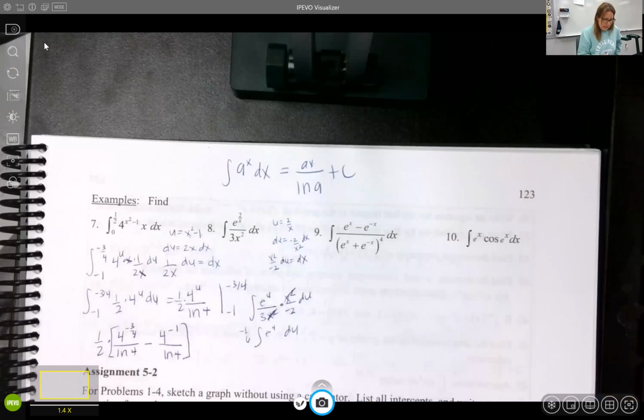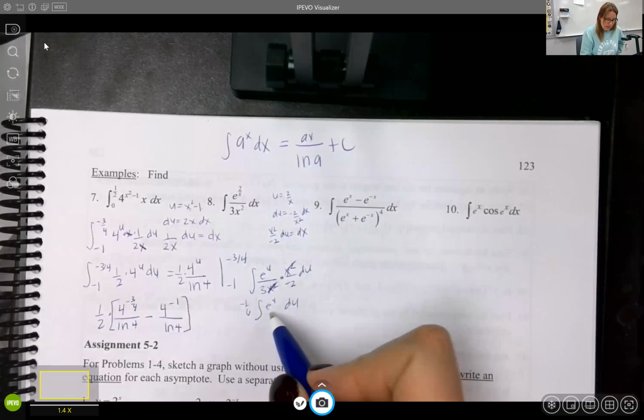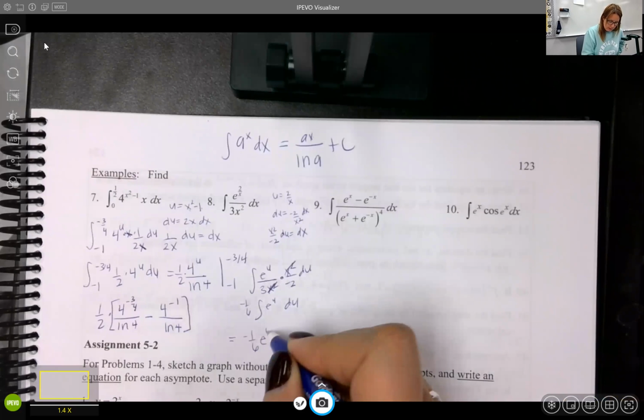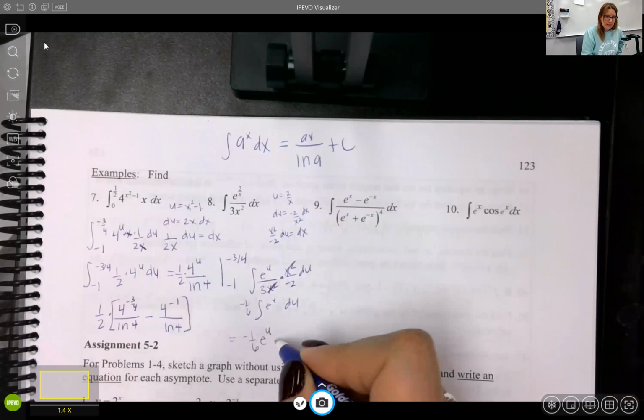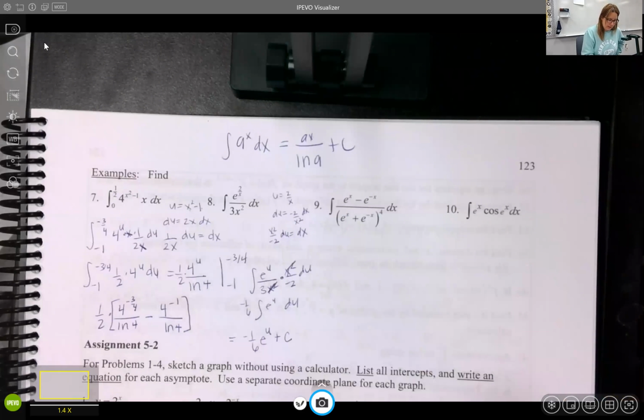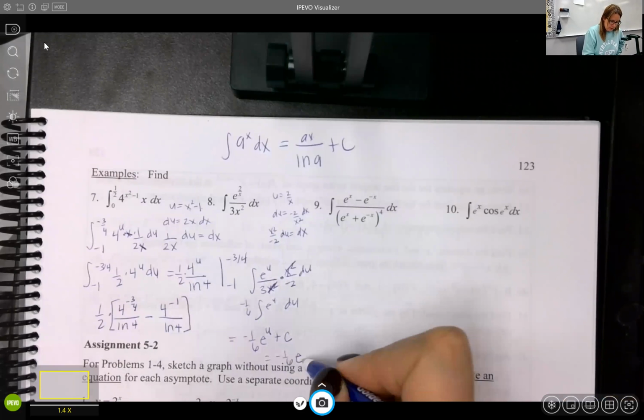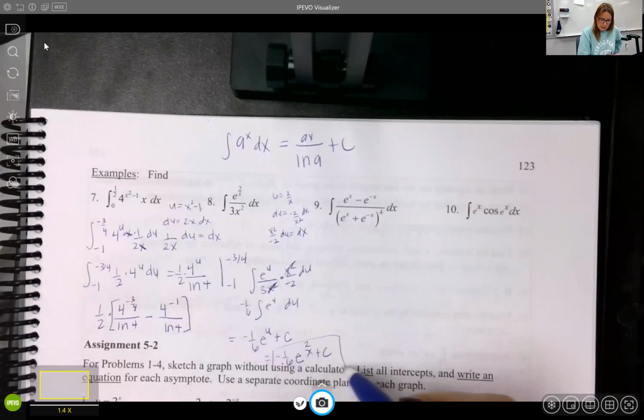So when we do the integral of e to the u, it's the same as the derivative. So this equals -1/6 e to the u. Don't forget your plus c, it didn't have limits. And then our last thing would be to plug in our 2 over x. So we get -1/6 times e to the 2 over x plus c.